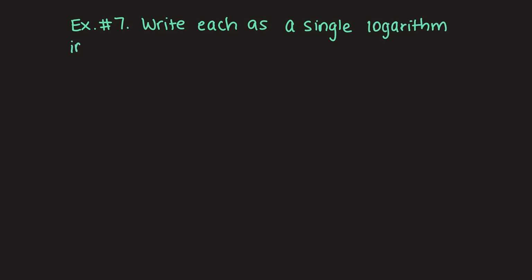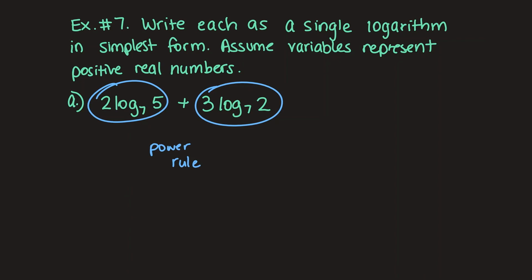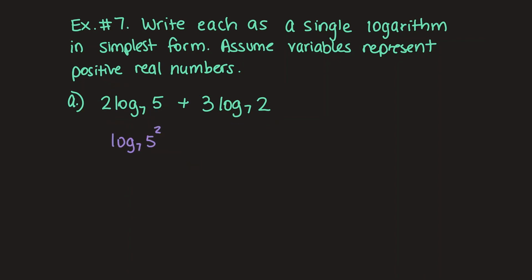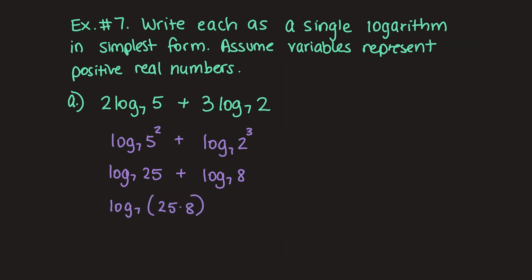Let's also try some examples where we write each expression as a single logarithm. So for the first example, we want to use our power rule in reverse to rewrite this as log base 7 of 5 squared plus log base 7 of 2 cubed. This then simplifies to log base 7 of 25 plus log base 7 of 8. And since we have a sum of logs, we can use our product rule in reverse to rewrite this as log base 7 of 25 times 8. And this then simplifies to log base 7 of 200.